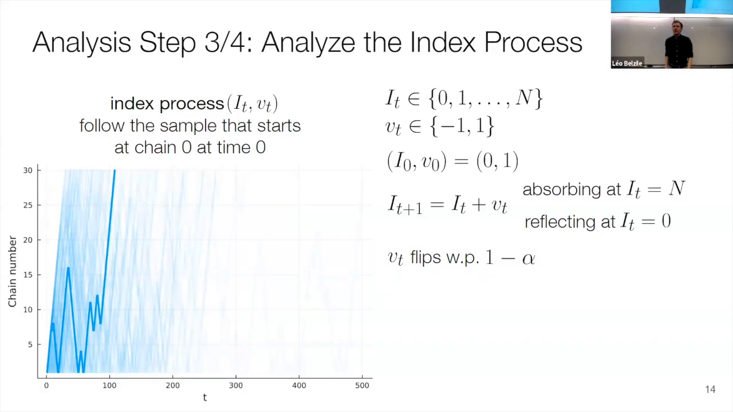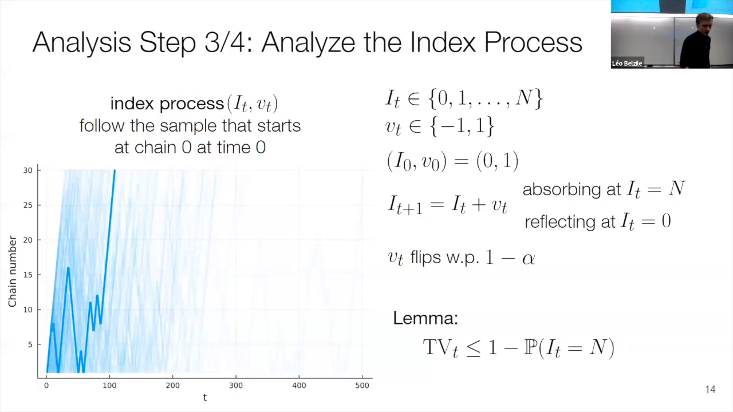Okay, so if alpha, that acceptance probability, is close to 1, then v usually stays the same. It usually doesn't flip, and so we get very consistent trajectories to the target. So it takes very little time. If alpha is not close to 1, then v is constantly flipping, and I get a diffusion of that index process towards the target. So it takes a long time.